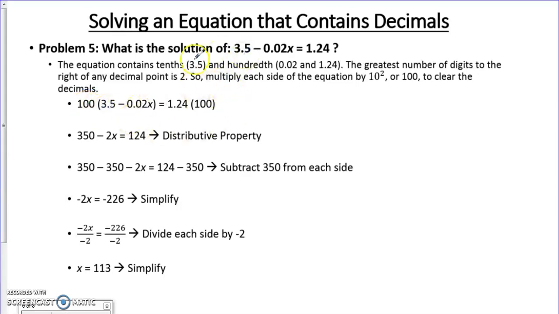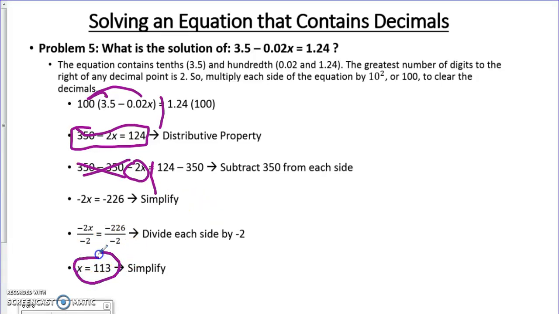So we're going to use the distributive property here. We're going to multiply everything on the left-hand side by 100. And we're going to multiply 1.24 by 100, distributive property. So when we simplify, we have 350 minus 2x equals 124. Okay? So here we have 350 is positive, so we're going to subtract 350 from both sides. Keep in mind that this is a negative 2x, so negative 2x equals negative 226. Divide by negative 2, and you have x is equal to 113. Again, this problem, along with the problem earlier with the fractions, we will spend more time on tomorrow.